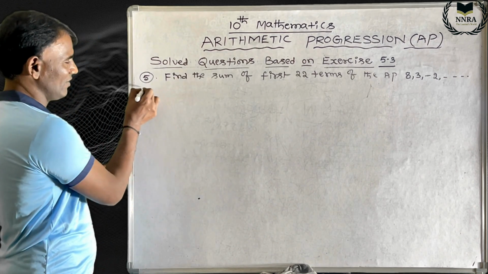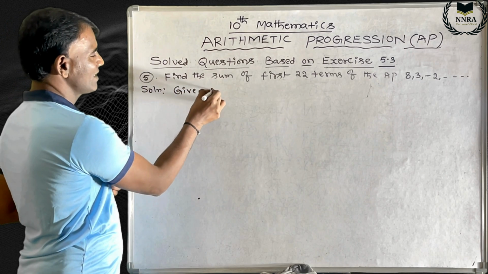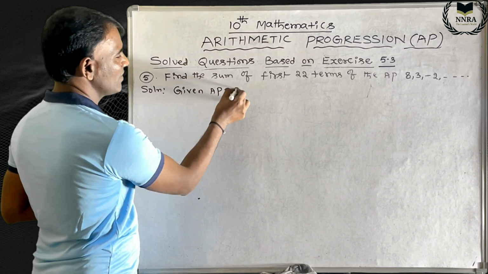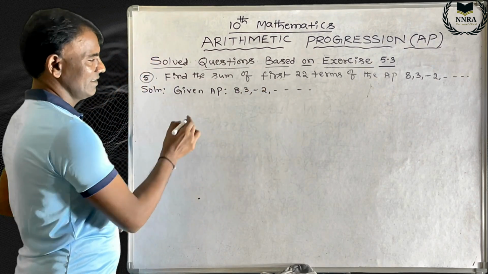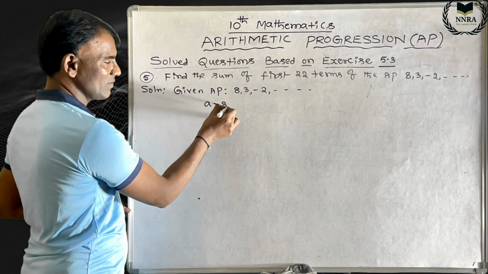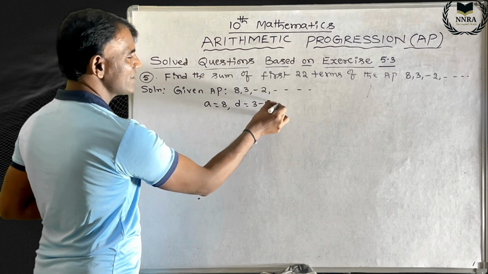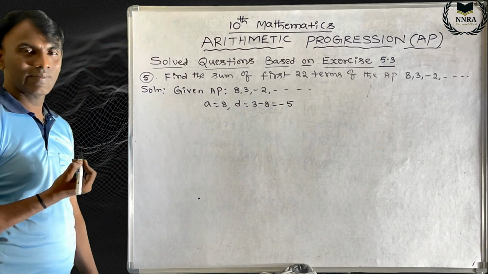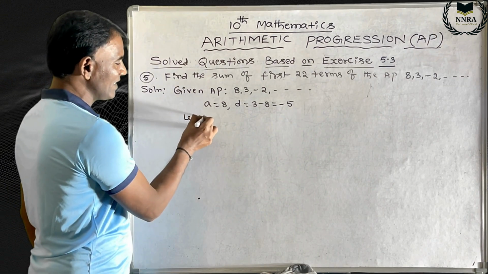So how to write it? What is the given data here? Given AP, right? So 8, 3, minus 2, and so on. Now here a equal to first term, 8. What is d? Second term minus first term is 3 minus 8 equal to minus 5. Correct? Now what is the formula of Sn?